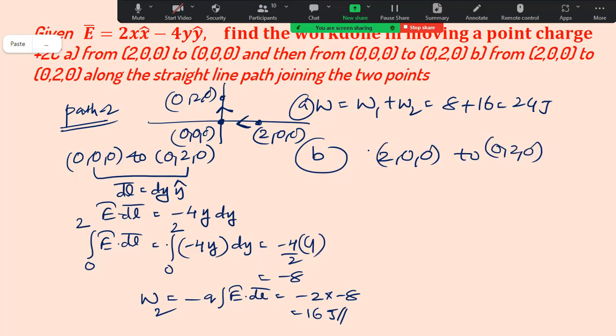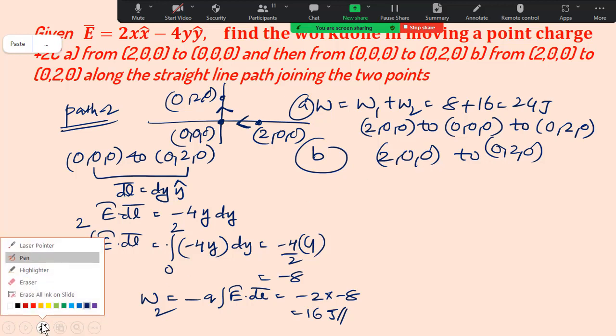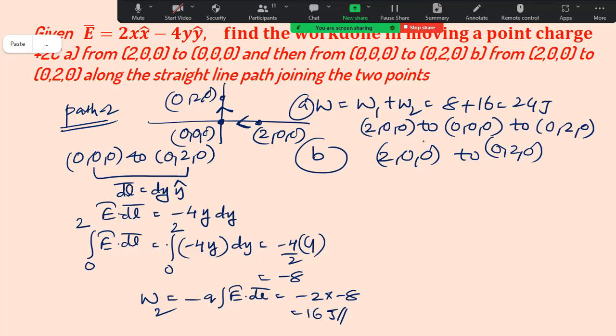Okay, and if you observe the first path, that is (2,0,0) to (0,0,0), and then from here to (0,2,0). So this bit A to bit B, if you observe carefully, in bit A we are moving from (2,0,0), finally we are reaching (0,2,0). In bit B also the same end points only. But here the path is different.